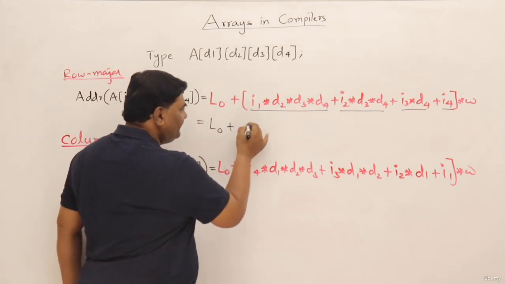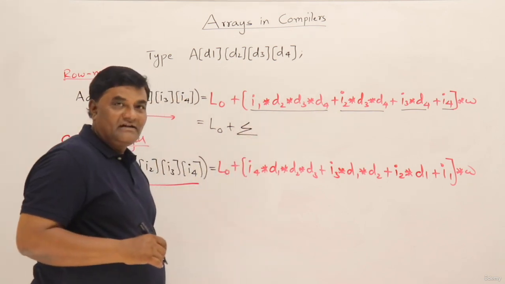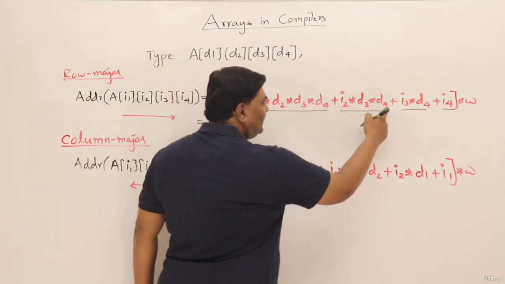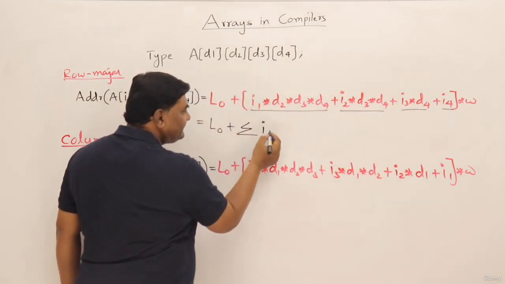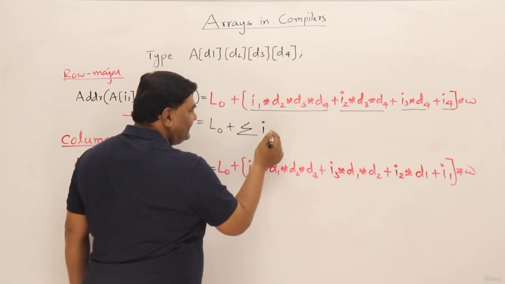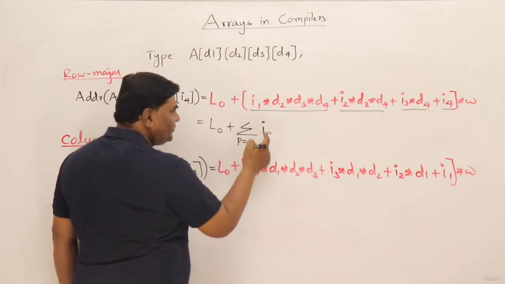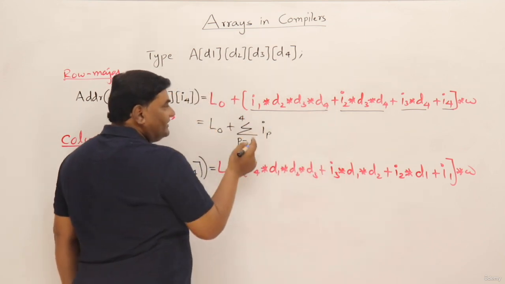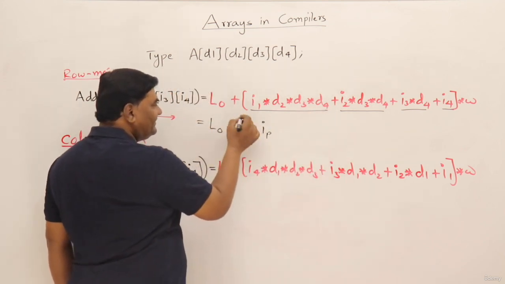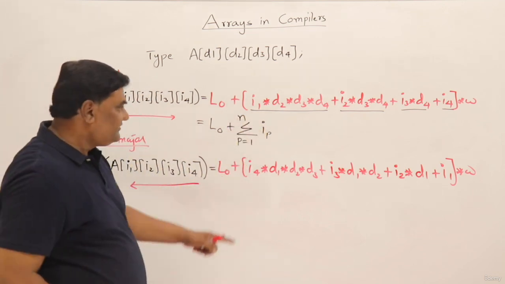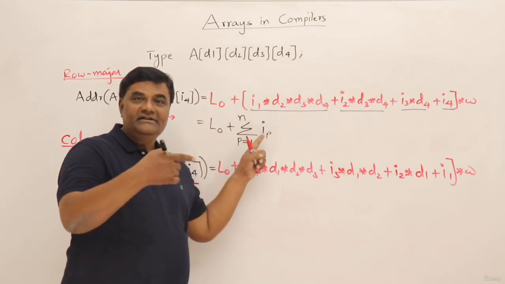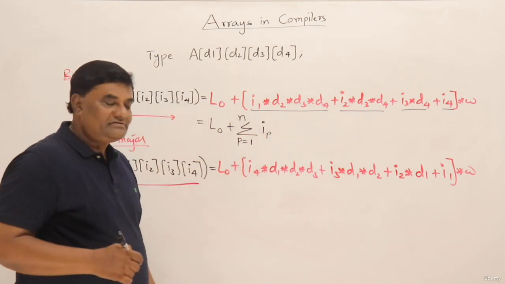For addition we use sigma. And here I1, I2, I3 and I4 are used. So I and its subscript, I will call it P. P takes the values from 1 to, it is going up to 4. So instead of 4, just make it n. So this will be for n dimensions. P takes the values from 1 to n. So this will become I1, I2, I3, I4 and so on up to the nth dimension.